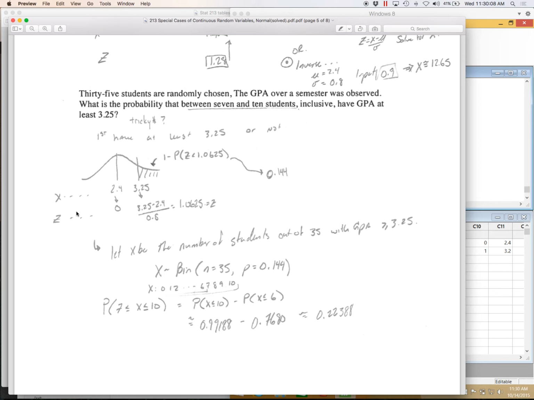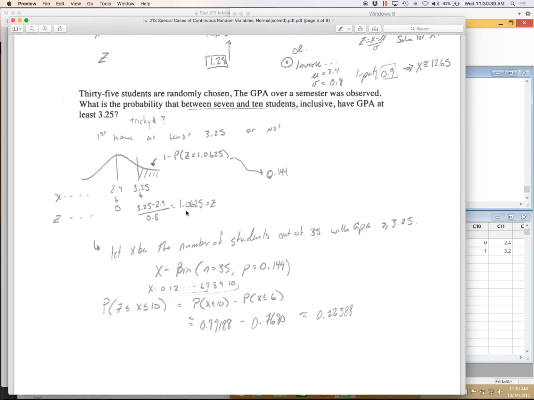So what I can do is convert this into z's. How do I convert this into a z? I take this value, 3.25, subtract the mu, the mean, and divide by the standard deviation. In terms of z, this value is 1.0625. If I want to find this area, I can. But I don't really want that area, I want this area. I'll find this area first, and then I'll do 1 subtract it to find this tail area.